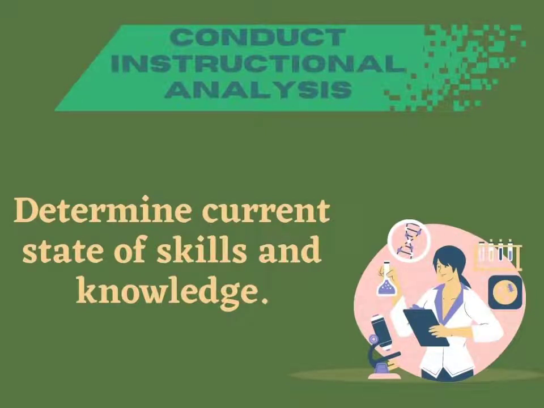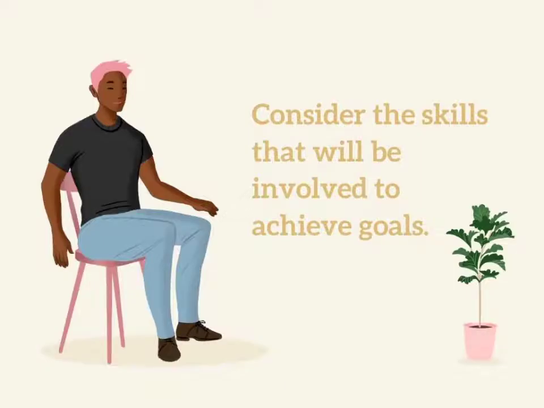You have to determine the current state of skills and knowledge of your learners, meaning that your students will need to learn what you plan to teach them. Some may need a history of the topic before they are willing to listen to your instruction. Consider the skills that will be involved to achieve the goals. This can be assessed through interviews, surveys, observation, and different forms of testing depending on the nature of the skills of your students. You have to always take a good look at the people that you'll be instructing.